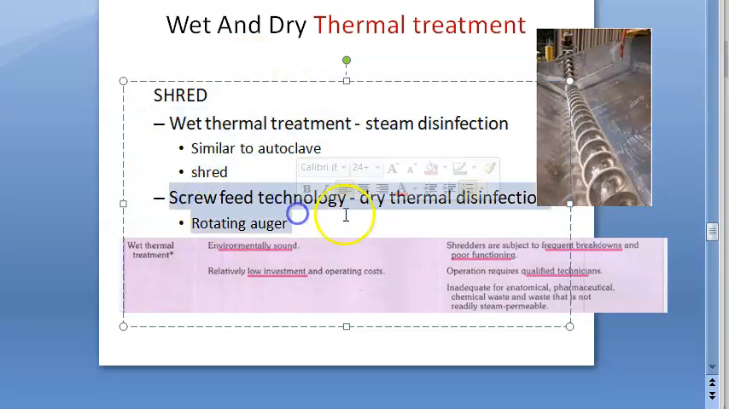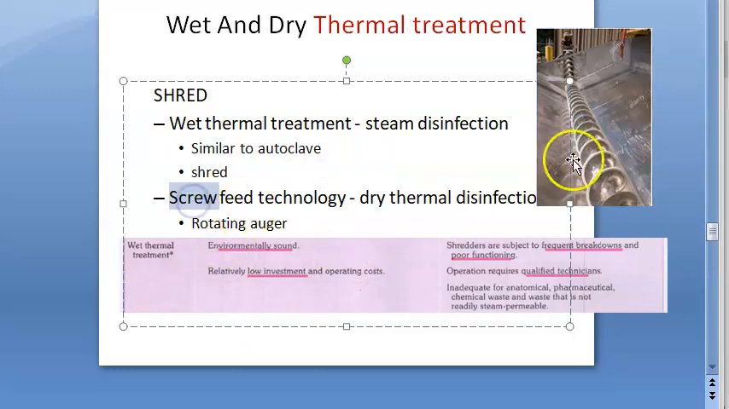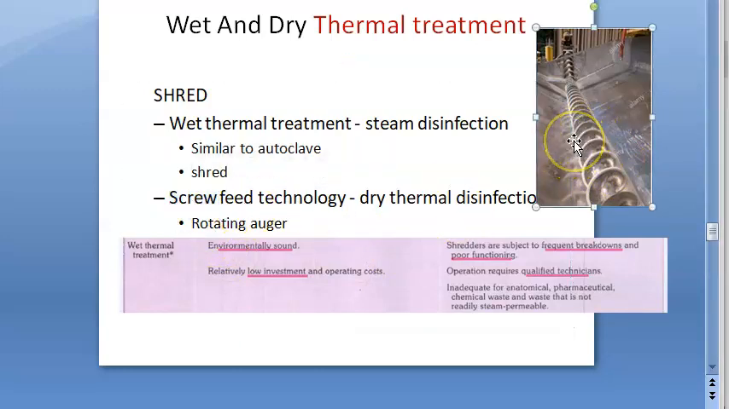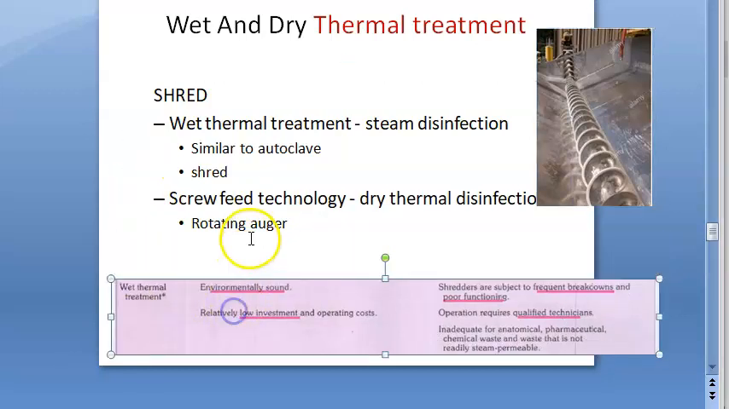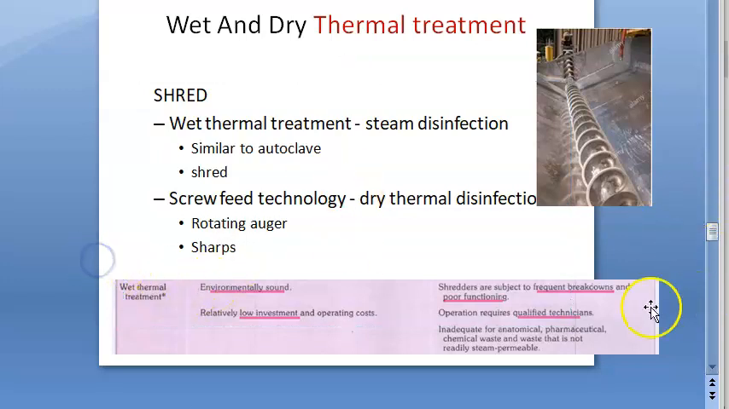And then you have dry thermal treatment, like this rotating auger will shred it, and then you will get dry thermal treatment. So screw feed, this looks like a screw, right? Screw feed. You will shred it and heat it in rotating auger. So you will reduce the volume also. The weight also will reduce, okay, because of dry thermal treatment. This one is suitable for sharps, okay? This is suitable for sharps, you can remember. Infectious wastes and sharps. That's enough.